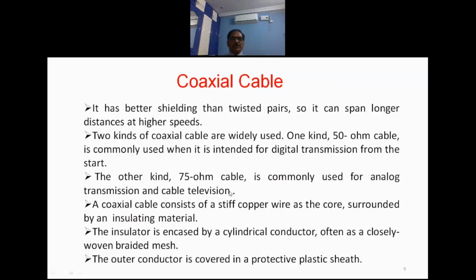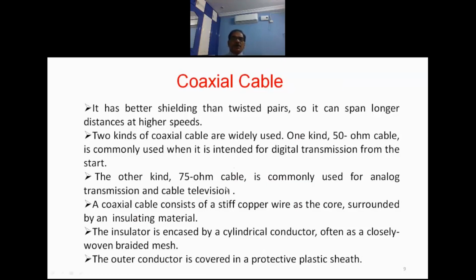And the second type is the 75 ohm coaxial cable. The 75 ohm coaxial cable is used for analog communications. Mainly the cable TV network uses the 75 ohm coaxial cable. The coaxial cable we see for cable networks at our residences is a 75 ohm coaxial cable. So that is the most suitable coaxial cable for analog communications or TV communication.